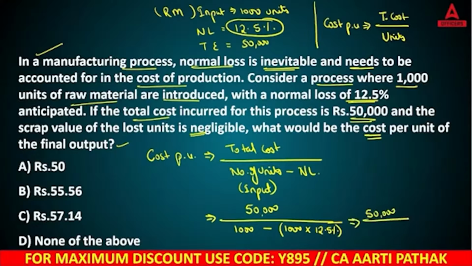50,000 divided by 1000 into 12.5%. So 1000 minus 125 is 875 units. 50,000 divided by 875 will give you 57.14 rupees per unit. The correct answer is option C. This is how we need to calculate cost per unit.